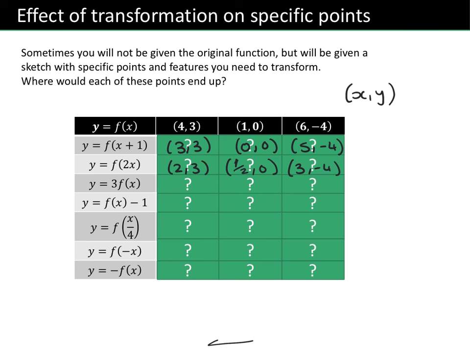Inside or outside the bracket? Who does it affect? And what are we going to do? Multiply by 3. So we're going to get 4, 9, 1, 0, 6, minus 12. Okay? Inside or outside the bracket? Who does it affect? Y. And what are we going to do to all the y coordinates? Minus 1. So 4, 2, 1, minus 1, 6, minus 5.